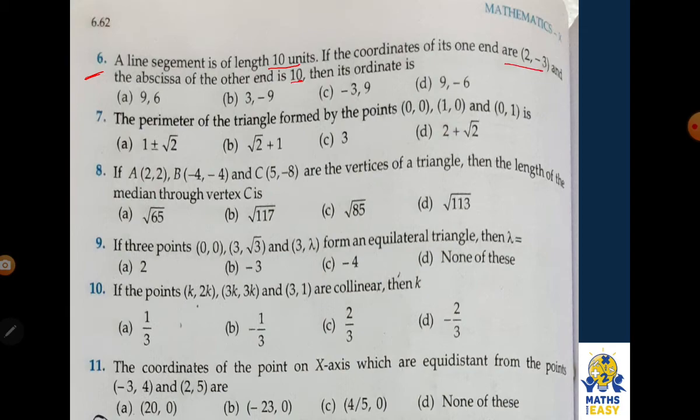Now you should know first what abscissa and ordinate are. Children, abscissa means your x coordinate, so the x coordinate is abscissa and the y coordinate is ordinate. So from the other end, you have to find the y coordinate. The abscissa is given, that is 10.